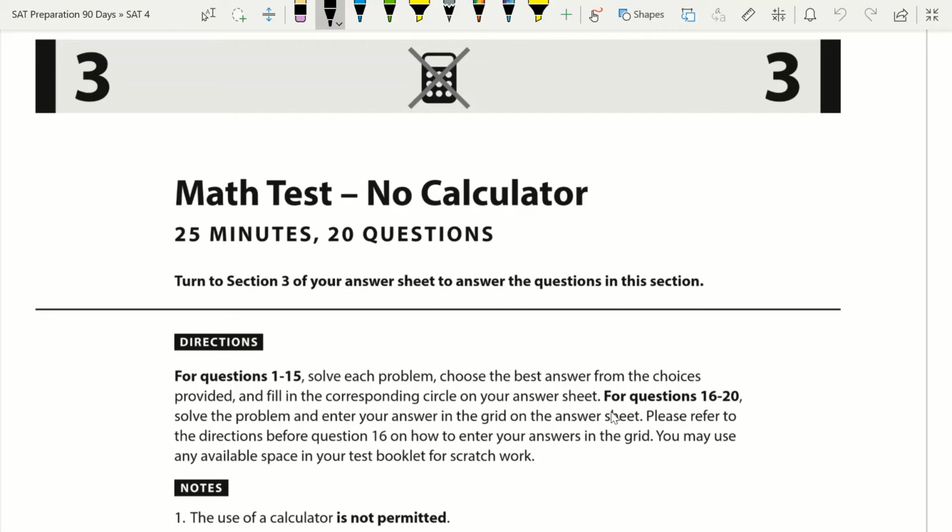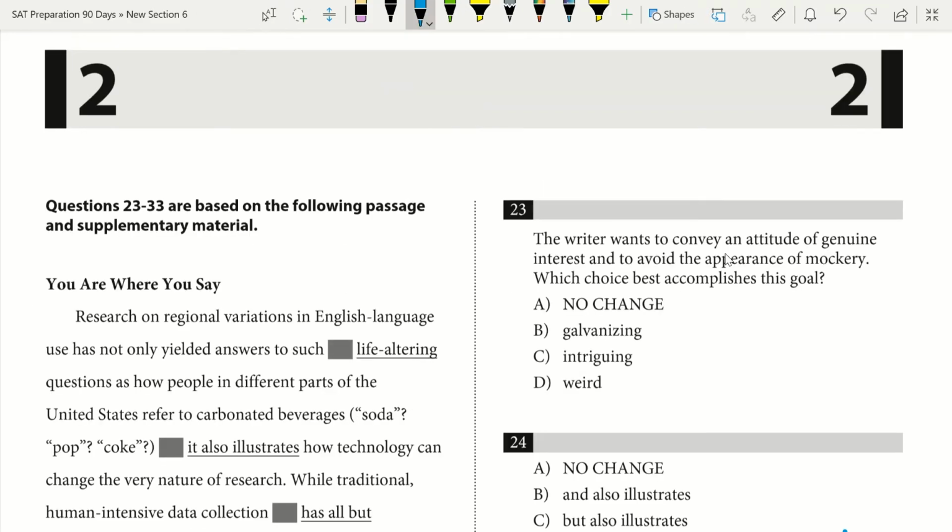Let's go ahead and switch over to the writing and language section for today. What we're going to be doing is going through the third and fourth passages of SAT Practice Test 4. If you want to pull up SAT Practice Test 4, you can find it linked in the description along with all of the other practice tests.